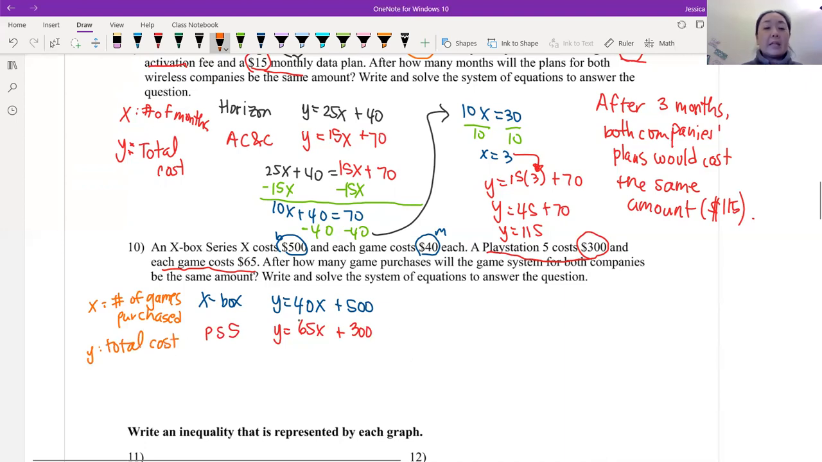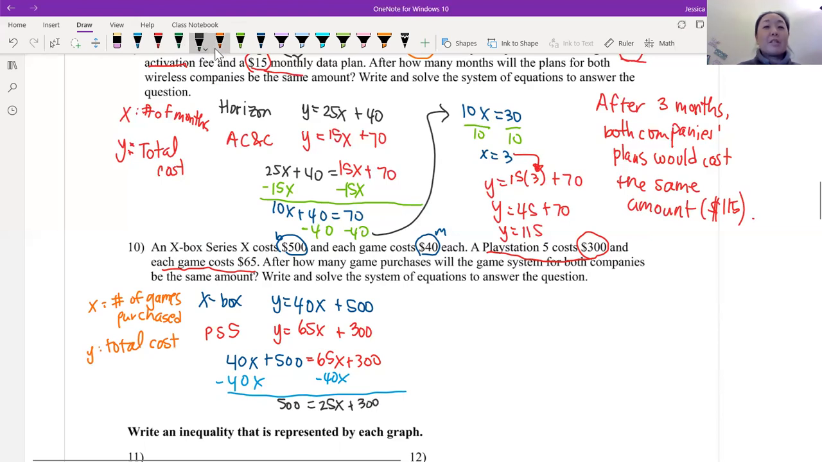All right, so again, these are written in slope-intercept form. So the easier way to solve this is by substitution. We know that 40x plus 500, we want it to equal 65x plus 300, all right? And I'm going to bring my x to the right this time because I notice that 40 is smaller. So we're going to subtract 40x, and you get 500 is equal to 25x plus 300.